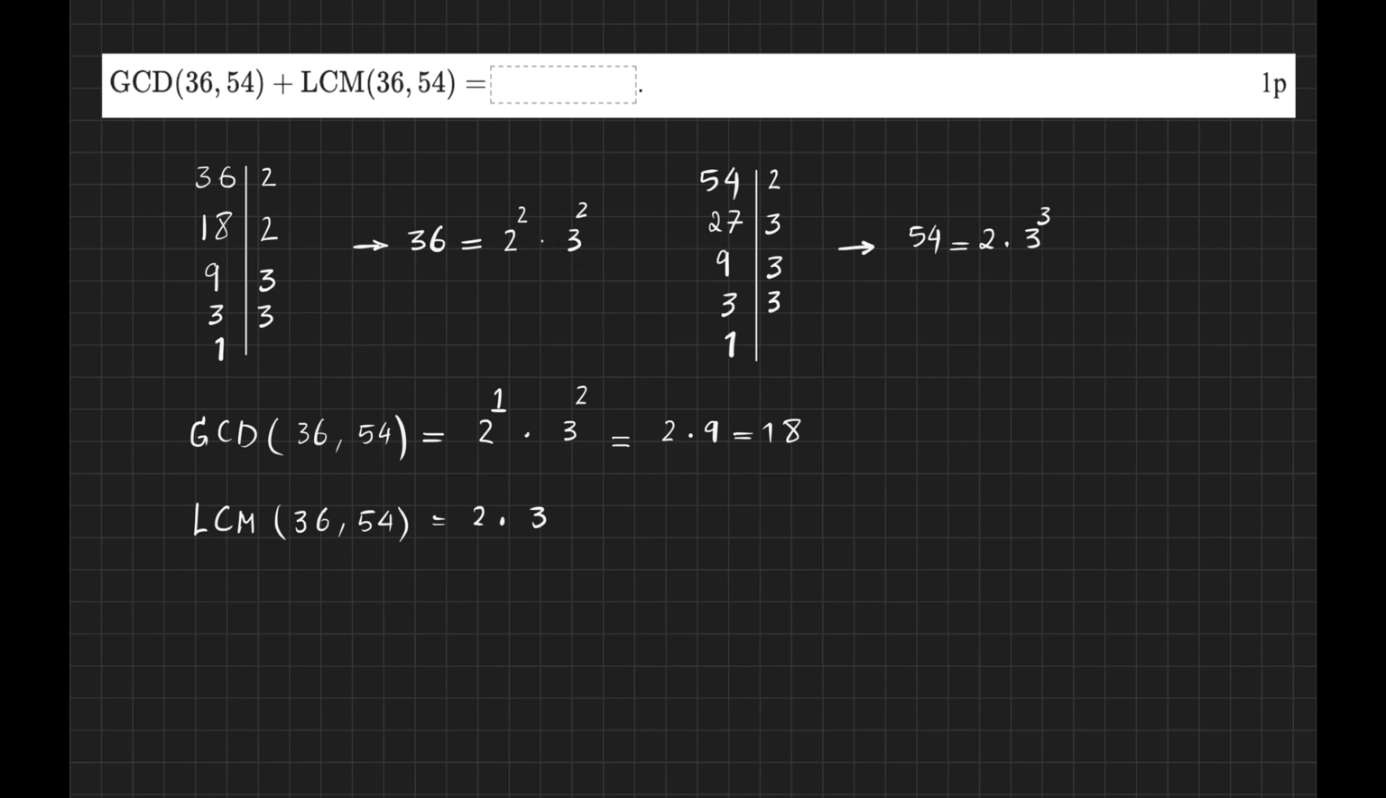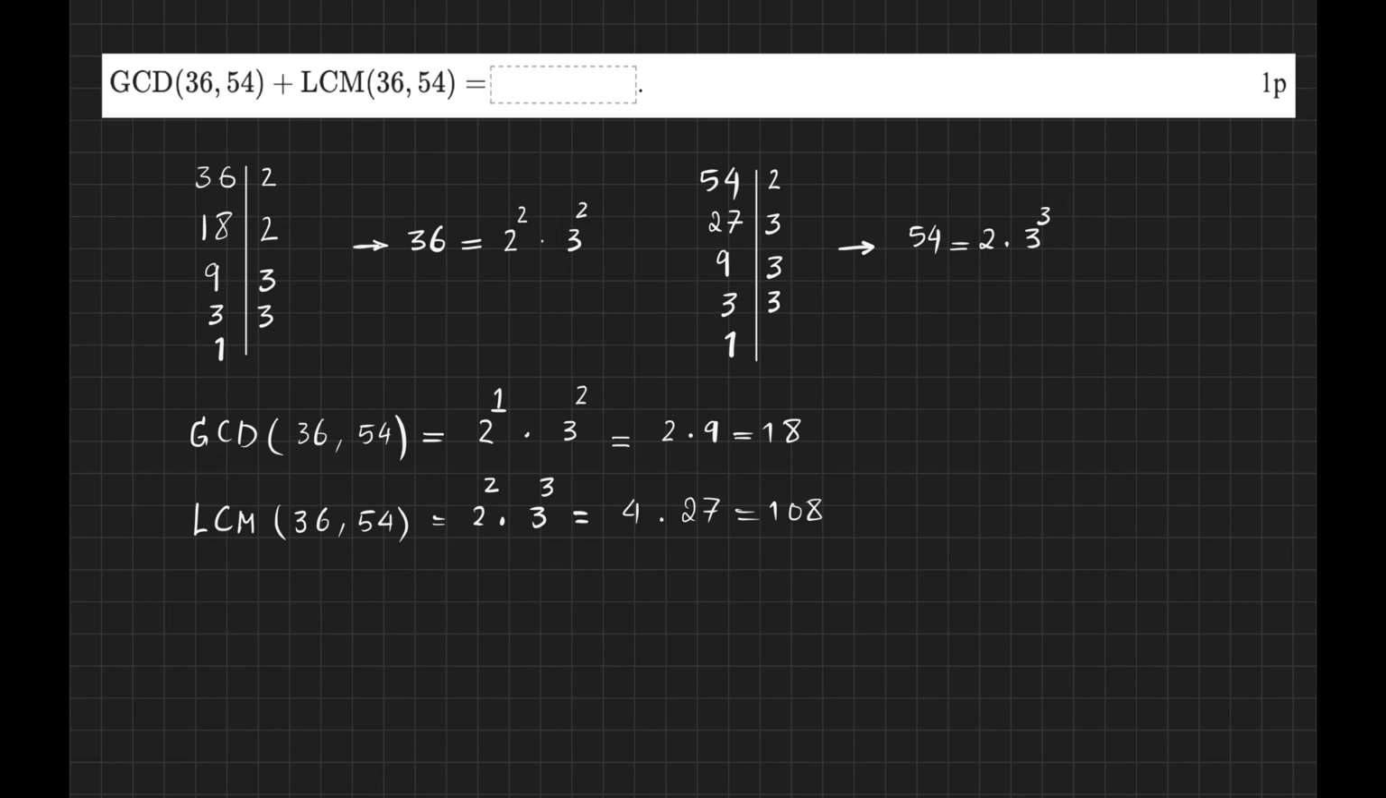And now here, for the LCM, you choose the highest power, the highest exponent. So here, I have 2 to the power of 2 and 2 to the power of 1, I choose 2 to the power of 2. And here, I have 3 to the power 2 and 3 to the power 3, I choose power 3. And then 2 to the power of 2 is 4, 3 to the power of 3 is 27, and if you multiply them, it becomes 108.